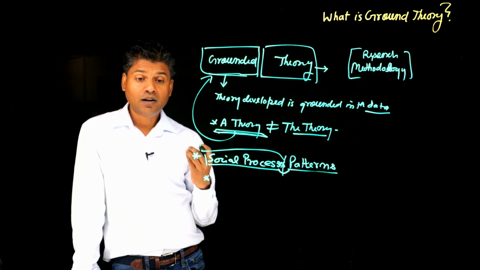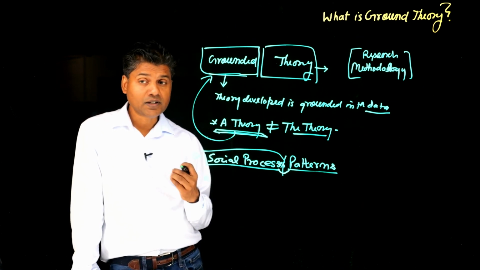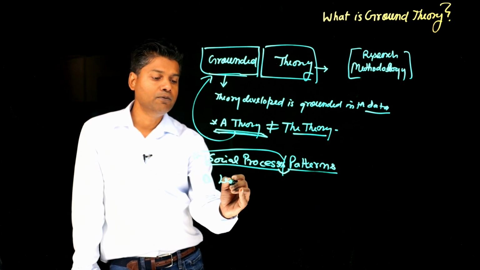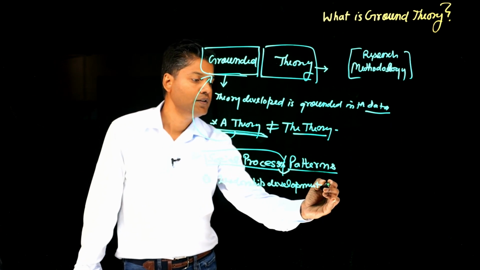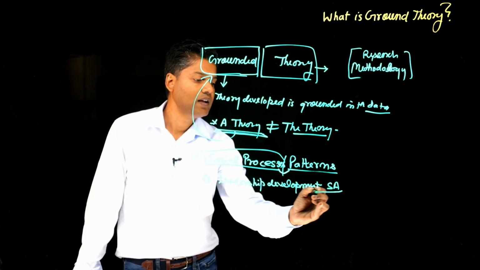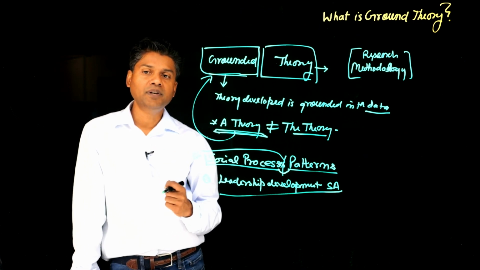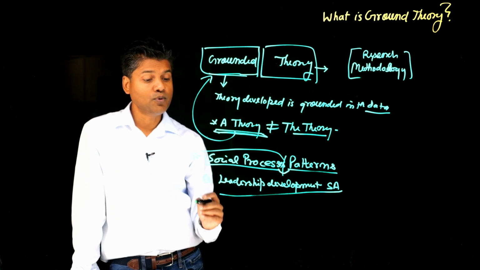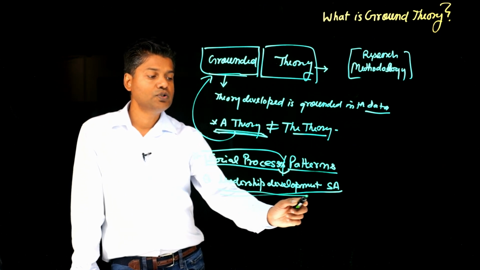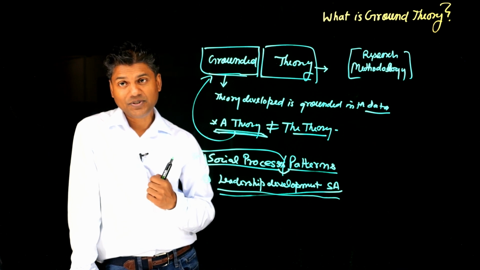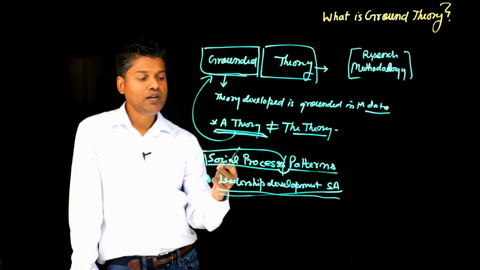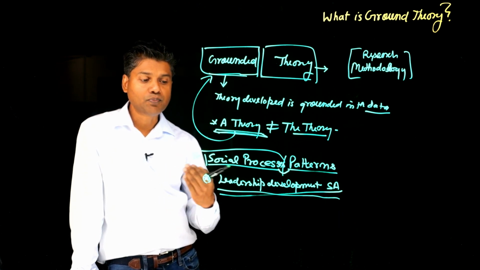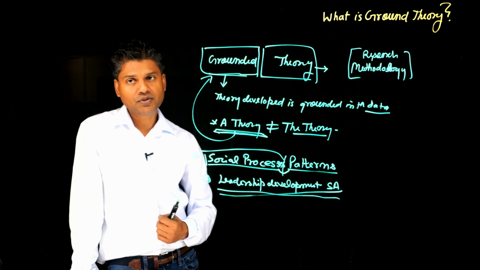Another example: one study that one of my supervisees is conducting, and I'm supervising that study, is understanding leadership development among student athletes. How does the process of leadership development look among student athletes in collegiate sports? So this project also includes grounded theory research methodology. Why? Because we are interested in understanding the process, the framework that explains leadership development among student athletes.